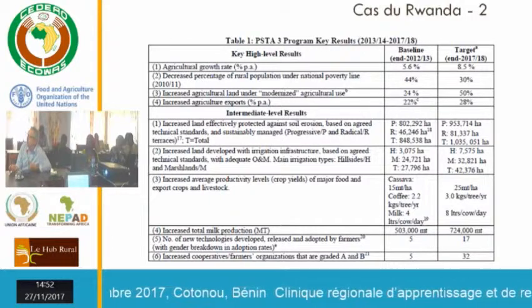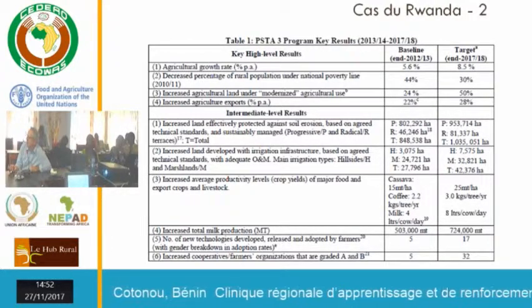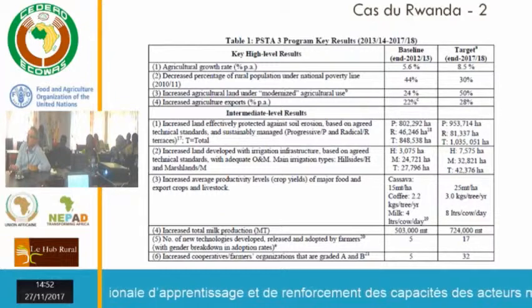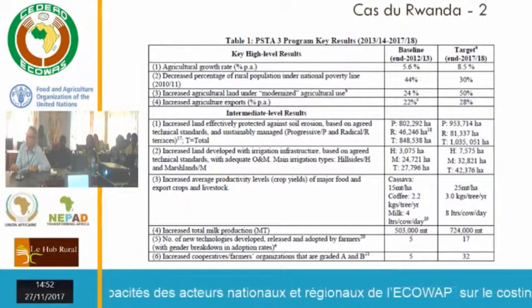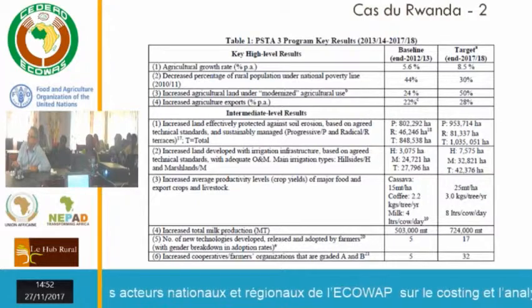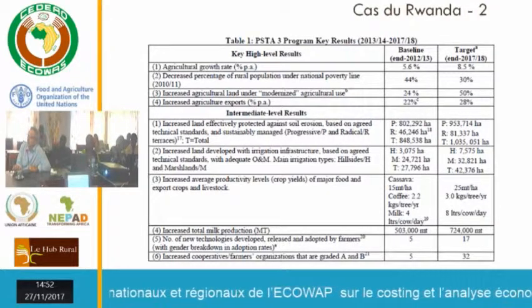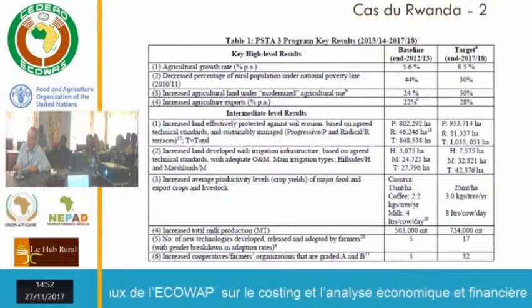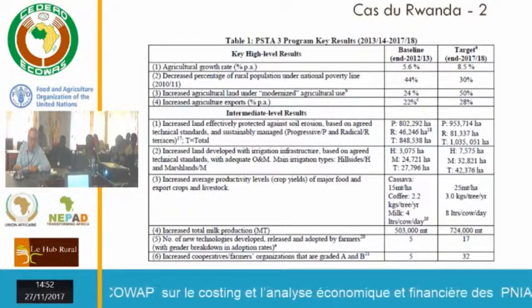The intermediate results are more concrete and quantifiable, in terms of hectares mainly. Rwanda is a country of hills, so they have problems of erosion, so they count soils that are protected from erosion and managed in a sustainable way, and surface areas or land developed in terms of infrastructure and irrigation. And the other intermediate outcomes will be directly used in the financial and economic analysis. These are results in terms of productivity and production.